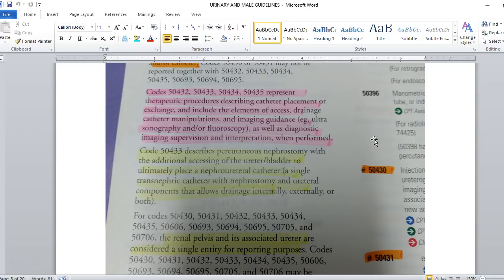So again, this is a single transnephretic catheter with nephrostomy and ureteral components that allows drainage internally, externally, or both. So when we're dealing with the drainage of issues coming from the kidneys into the ureters, again, we can drain outside the body, which would be externally, or inside the body, which is internally. Okay, so we need to know what's going on.